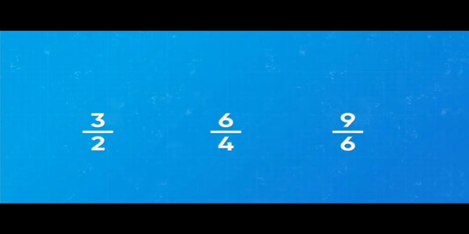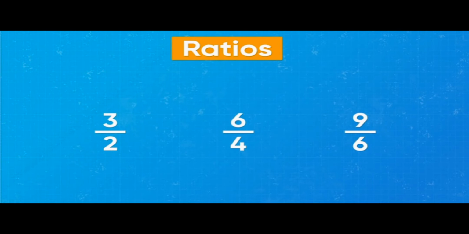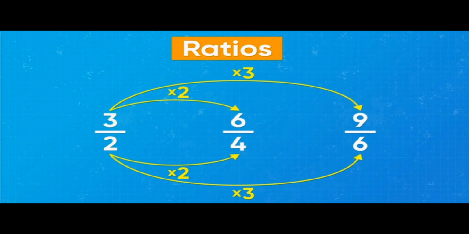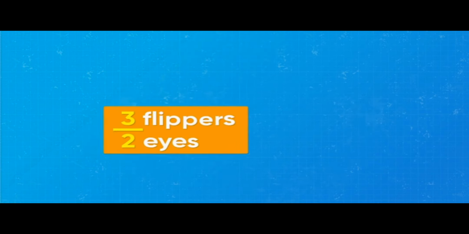Let's take a look at the ratios we created. You started with 3 to 2, then multiplied both numbers by 2 to get the ratio of 6 to 4. And you multiplied both numbers by 3 to get the ratio 9 to 6. Correct. No matter how many manatees, there will always be 3 flippers for every 2 eyes. This is an example of a part-to-part ratio because it's comparing the amount of 2 parts.